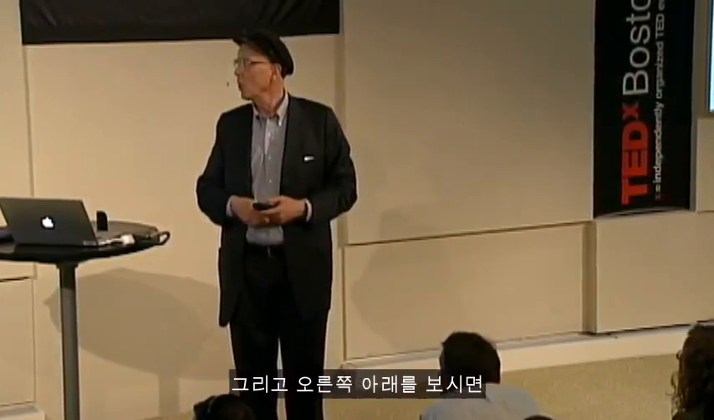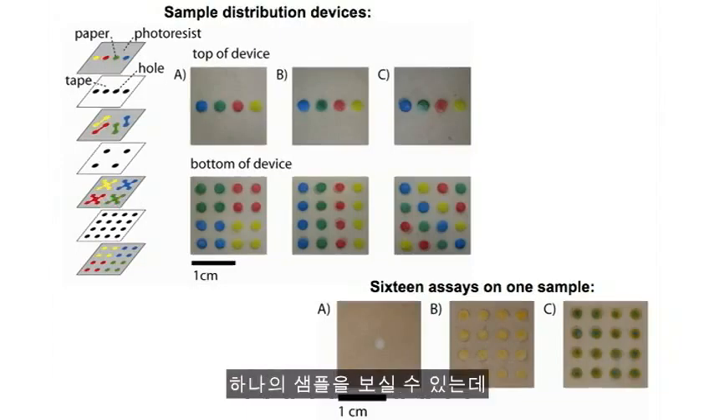And what you see in the lower right-hand side there is a sample in which a single sample of blood has been put on the top, and it has gone through and distributed itself into these 16 holes on the bottom in a piece of paper. Basically, it looks like a chip, 2 pieces of paper thick.